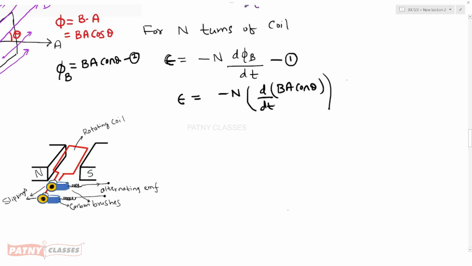Here we are differentiating d of BA cos theta with respect to t, where t is the time. But here we have theta, so we have to convert theta in terms of t. We know that theta is nothing but omega t. What is omega? Omega is nothing but the angular velocity of the coil.